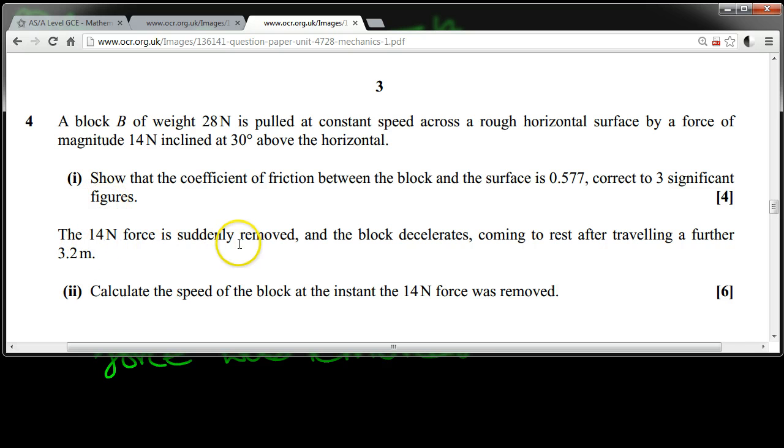The 14 Newton force is suddenly removed and the block decelerates, coming to rest after travelling a further 3.2 meters. Calculate the speed of the block at the instant when the 14 Newton force was removed.